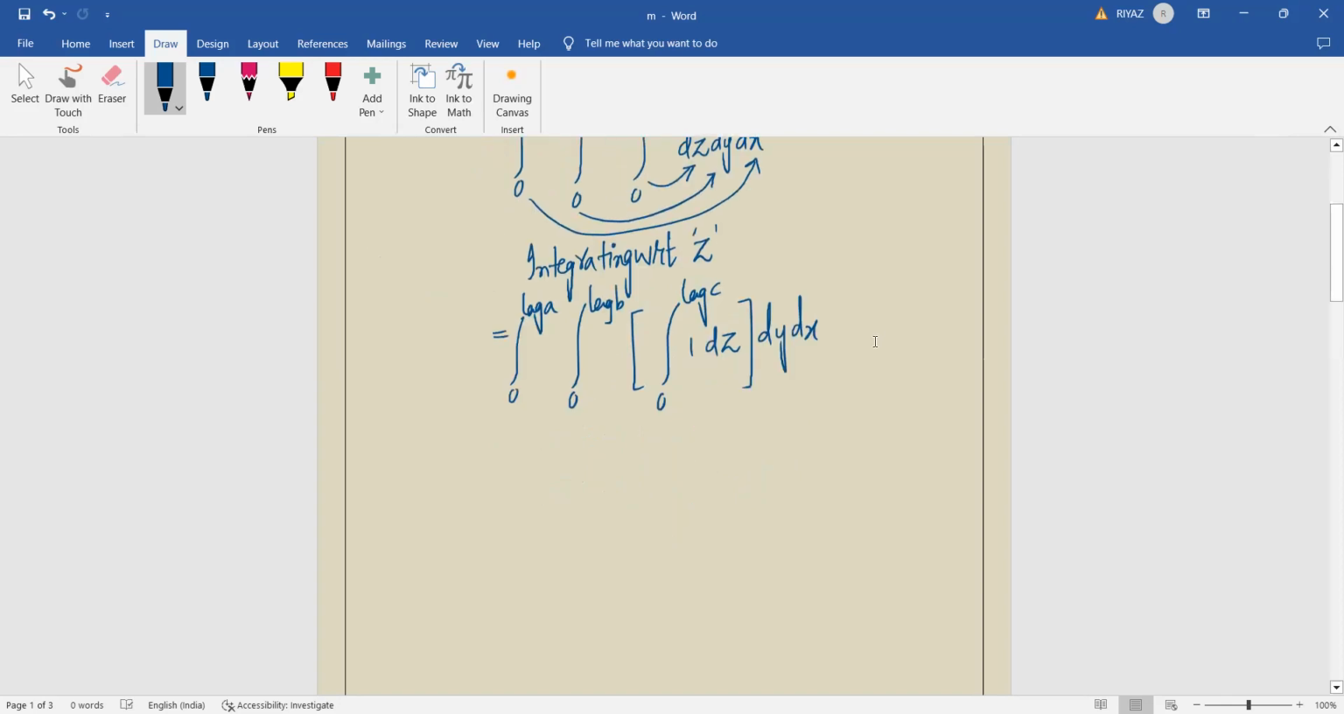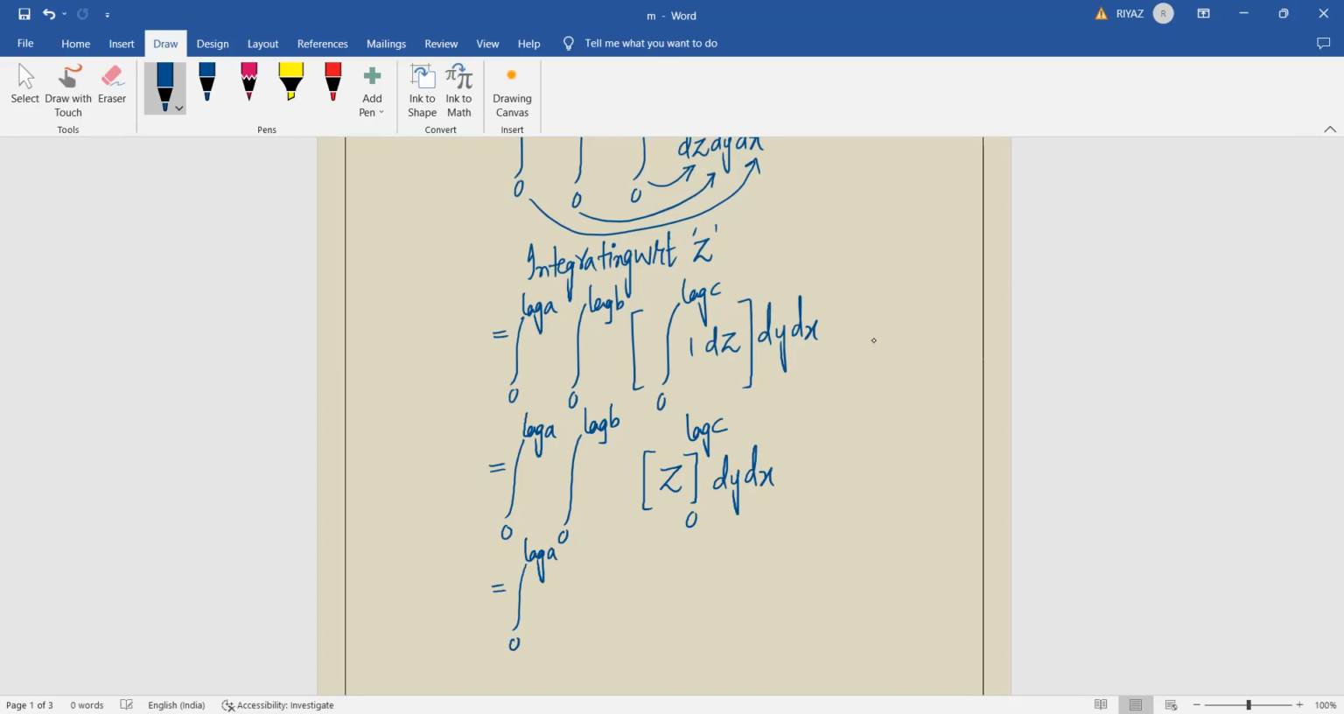Now one by one we have to integrate. Integration of 1 dx is x, 1 dy is y. What about 1 dz? z, obviously. This is 0 to log a, 0 to log b, and 1 dz is z, and its limits are 0 to log c. This dy and dx will be as it is. Now the rule is: upper limit minus lower limit.